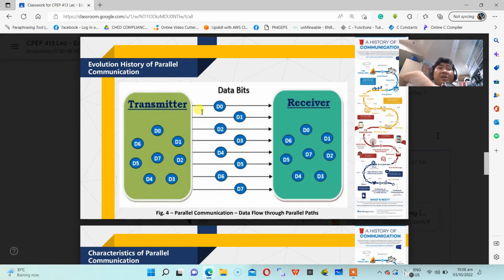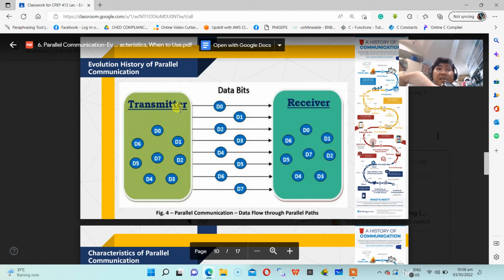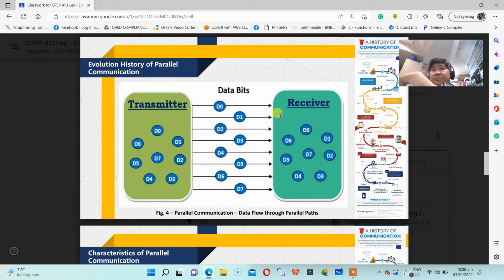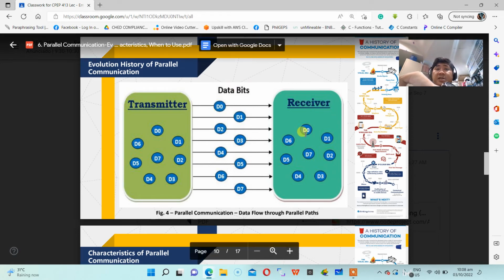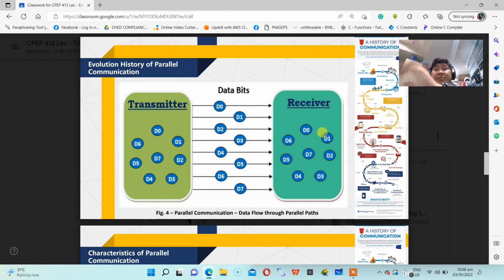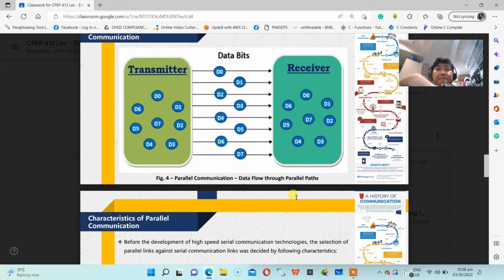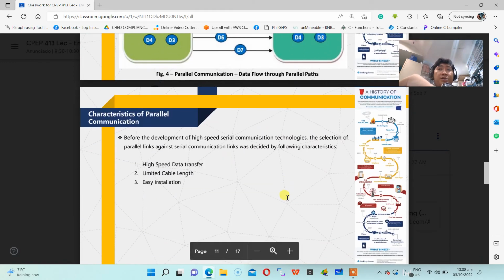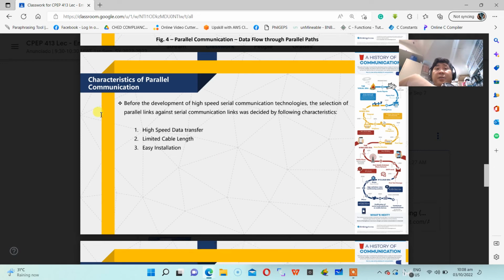From a transmitter, the bits are sent at the same time, and after that they will be transmitted at the same time and received by the receiving end. So these are the characteristics of parallel communication.